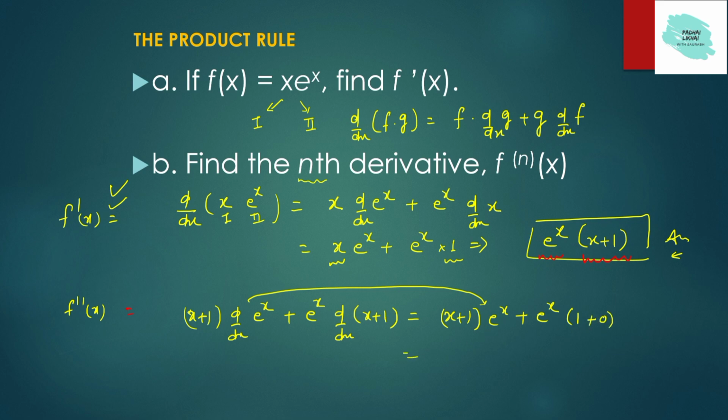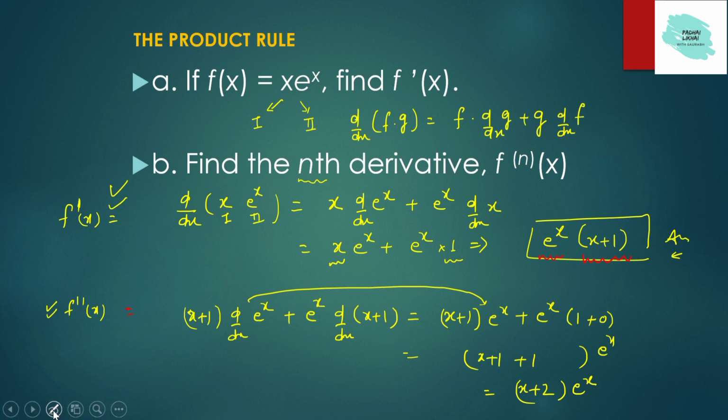So take e^x common. Here we will get x plus 1, and here we will get 1. So the final answer is (x plus 2) e^x. Just observe that when we differentiated one time, we got (x plus 1) e^x. When we differentiated two times, we got (x plus 2) e^x.